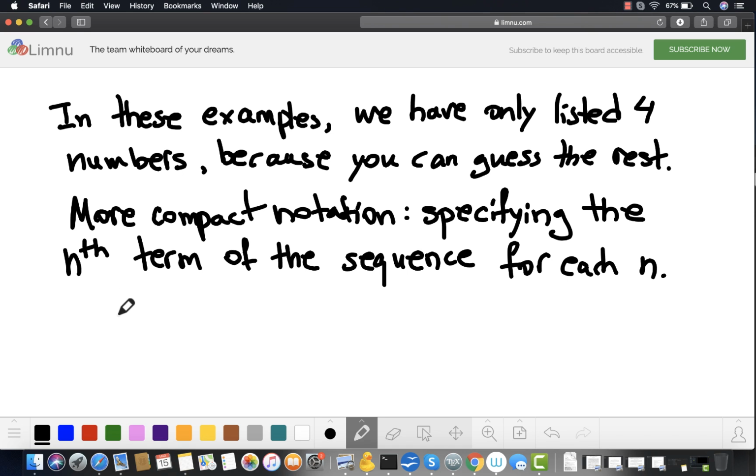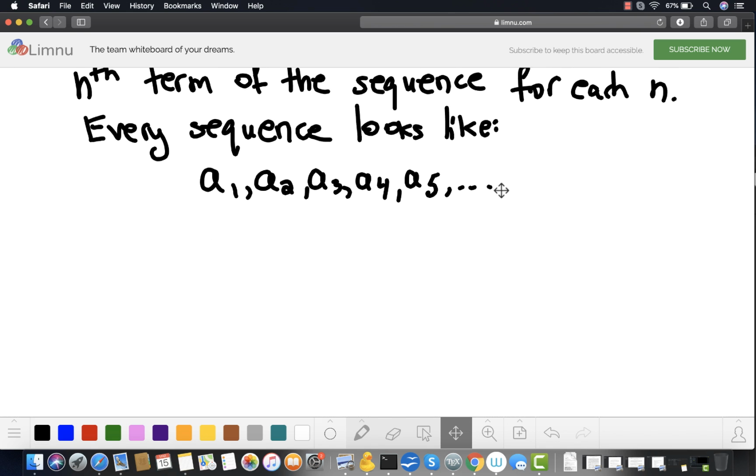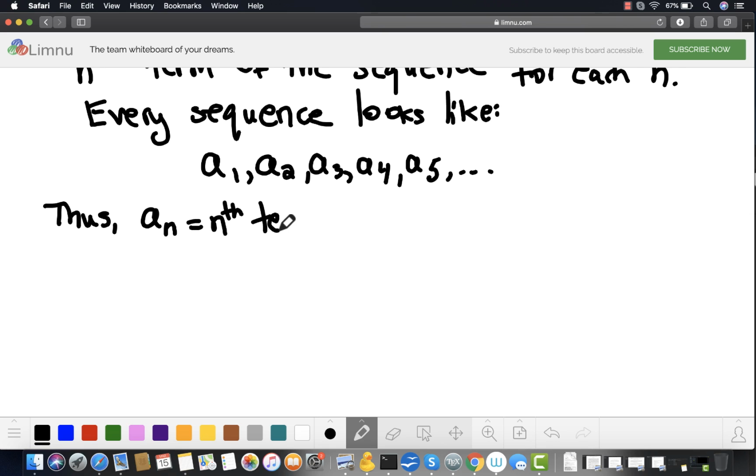Okay, so what I'm saying is we already know that every sequence looks like this. We have A1, A2, A3, A4, A5, and so on. And therefore, in this notation, a sub n is supposed to be the nth term of the sequence. So by giving a formula for a sub n, we can describe the sequence more efficiently.